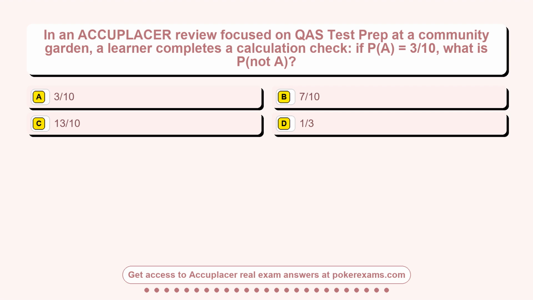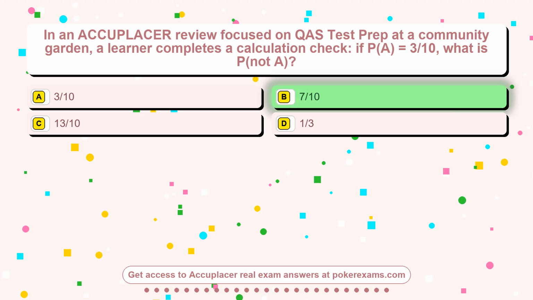Question 4. In an Accuplacer review focused on Quest Test Prep at a community garden, a learner completes a calculation check. If P(A) equals 3/10, what is P(not A)? Option A, 3/10. Option B, 7/10. Option C, 13/10. Option D, 1/3. The correct answer is option B, 7/10.